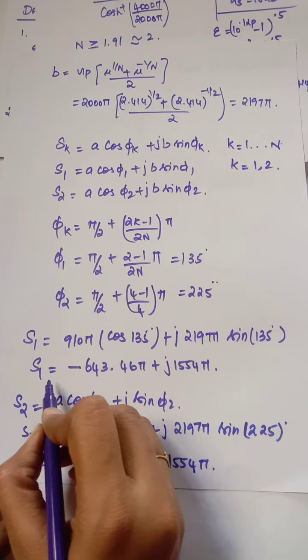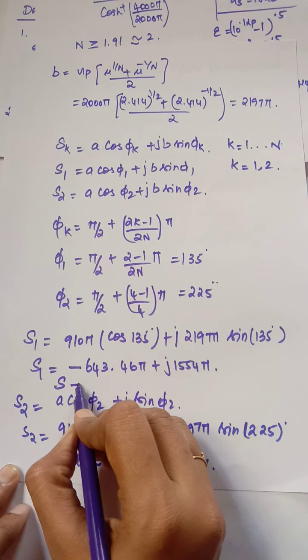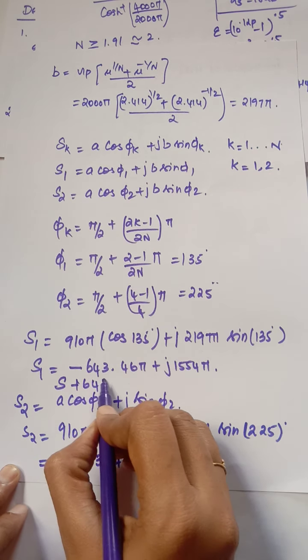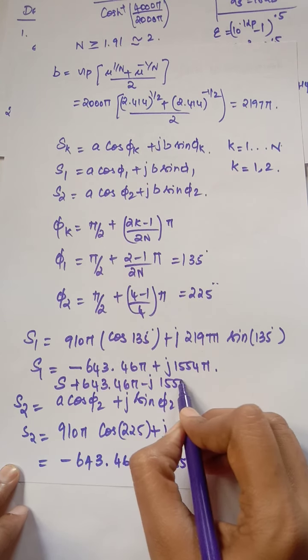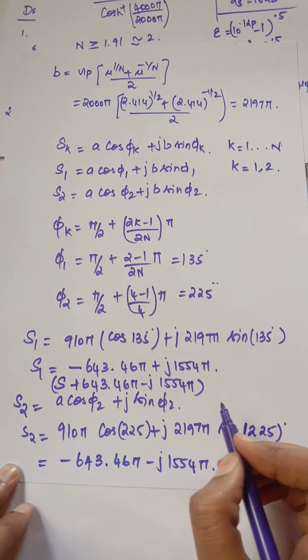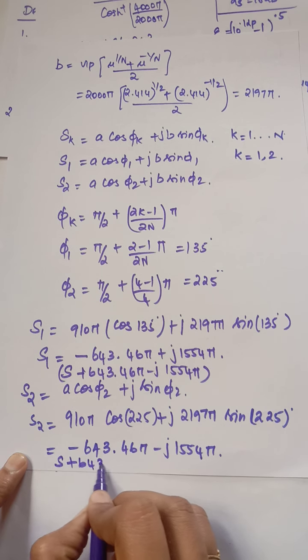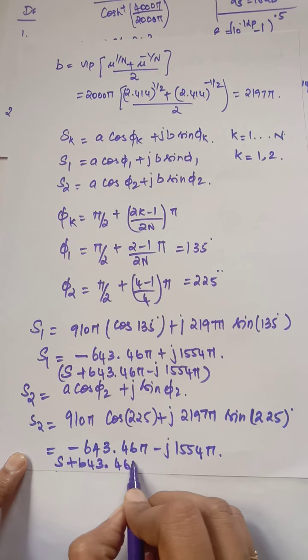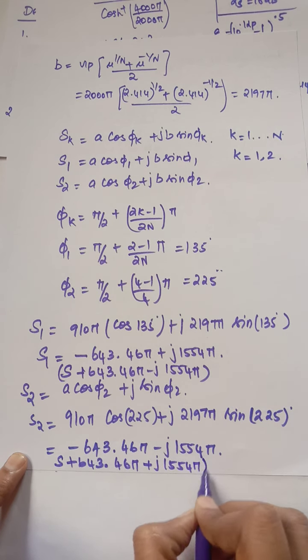So here, since it is minus, this can be written as s plus 643.46 pi minus j 1554 pi. So this is the pole here. So here the another pole is s plus 643.46 pi plus j 1554 pi. So this is another pole.